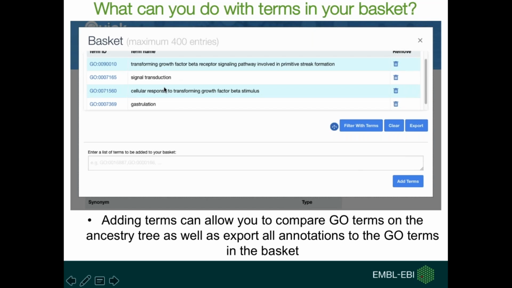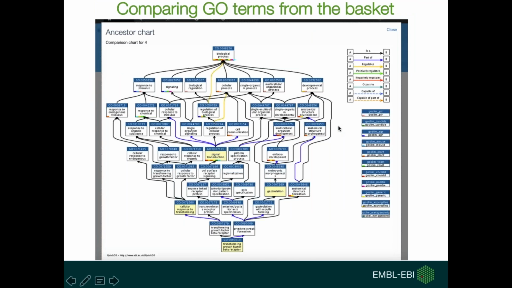So if you wanted to understand how all of these GO terms are related to each other, you can click on the ancestry tree icon here, and it brings you a nice ancestry tree chart over here that actually shows you how transforming growth factor beta receptor signaling is related to all of these processes.